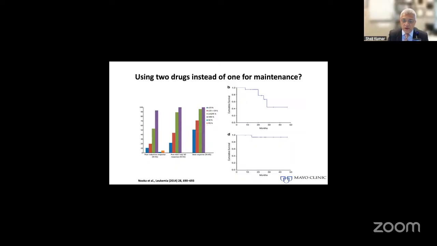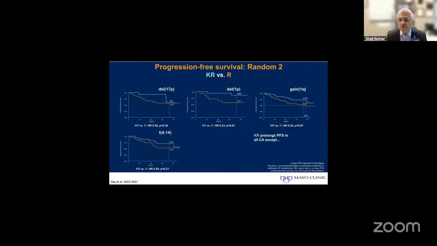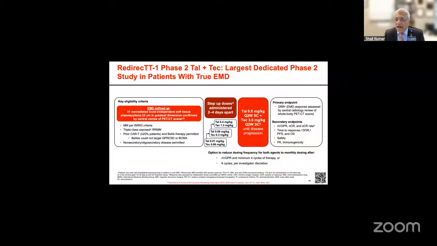So here's a study that looked at bortezomib lenalidomide as maintenance. Here's the Forte trial that looked at carfilzomib len as maintenance, comparing it to len. And it seems to improve the progression-free survival in all these subgroups of patients, including a variety of different high-risk abnormalities. The other high-risk patients that we often think about is the patients with extramedullary disease. And this is a study that we did in patients with true extramedullary disease, not just disease breaking through the bone, but rather disease that is truly independent of the bone marrow in the soft tissue.